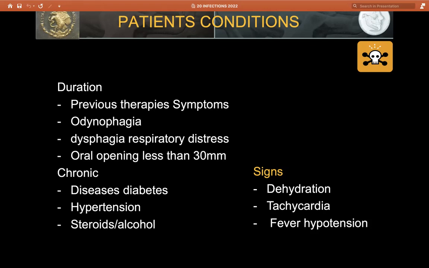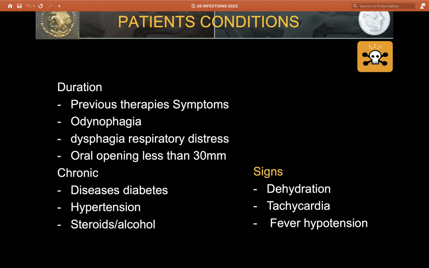If the patient has problems swallowing food, that's another problem, called odynophagia. If the patient has difficulty breathing and respiratory distress, meaning it is difficult for them to breathe and get air in. And the oral opening, how the mouth opens, is less than 30 millimeters.